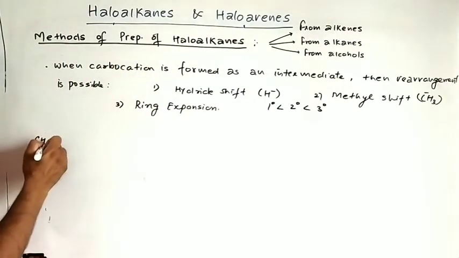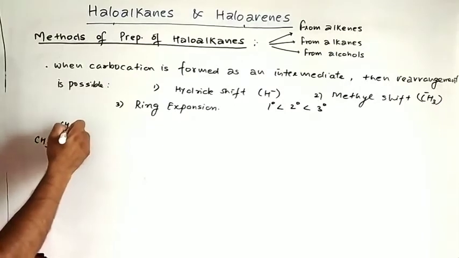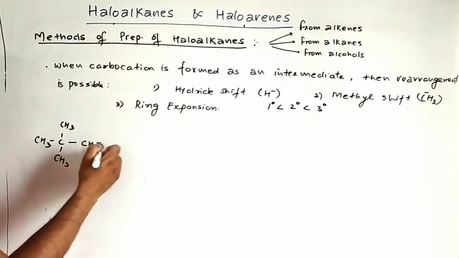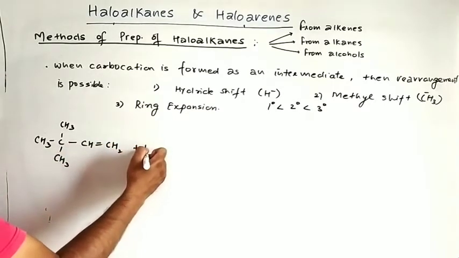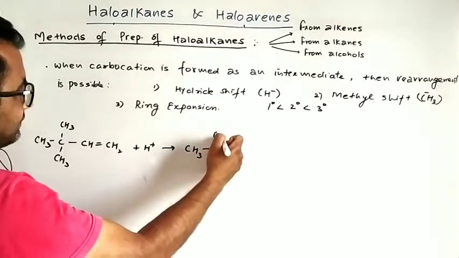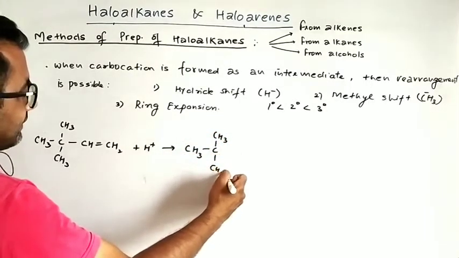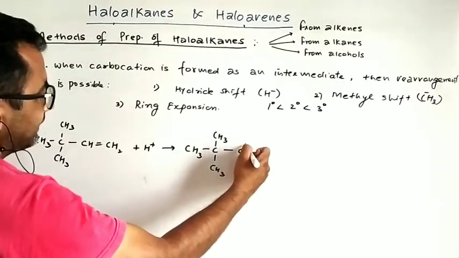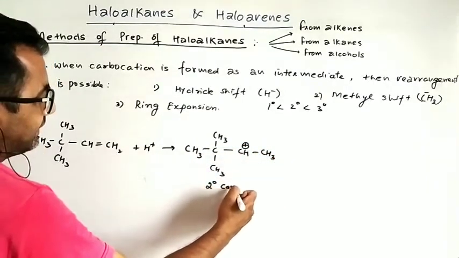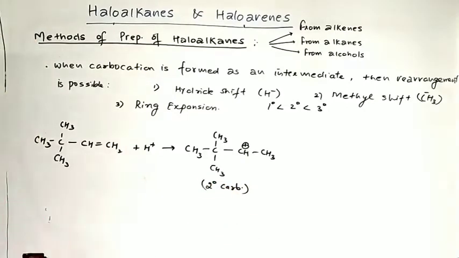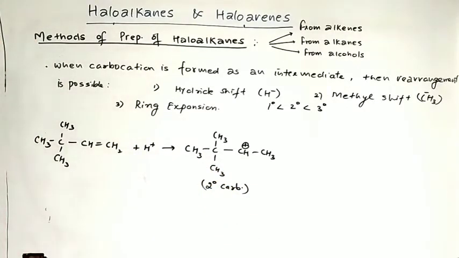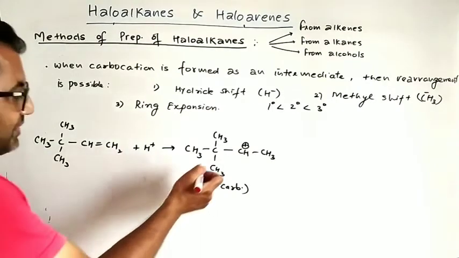For methyl shift, I am taking another example like this. When you add H positive, it produces a carbocation. This is again your 2 degree carbocation. Now this carbon is 3 degree. If positive charge comes on this, that will become more stable.